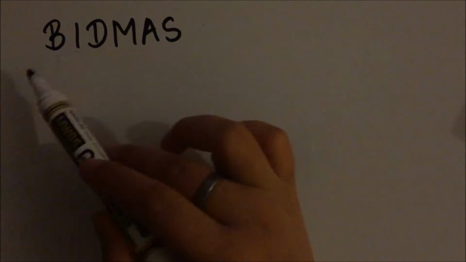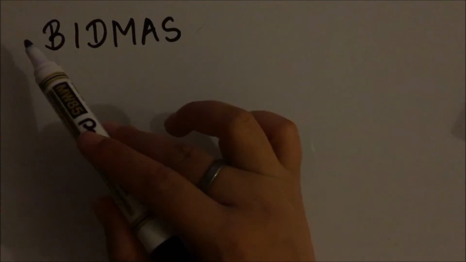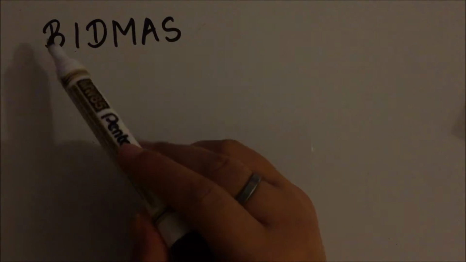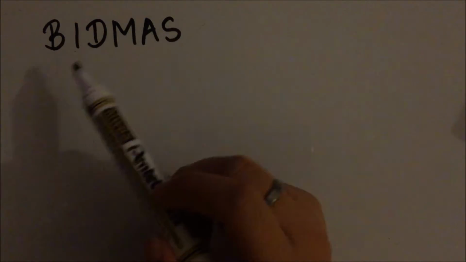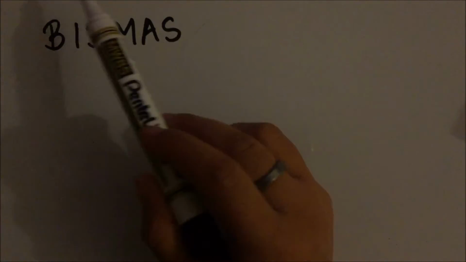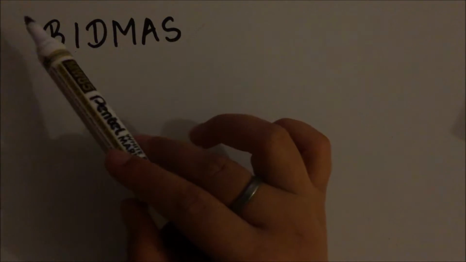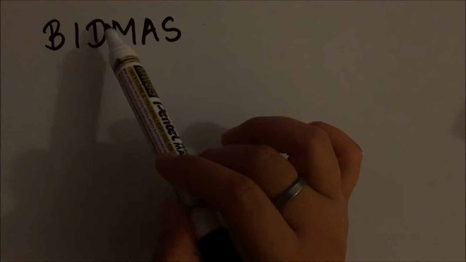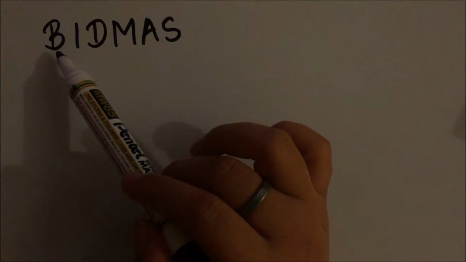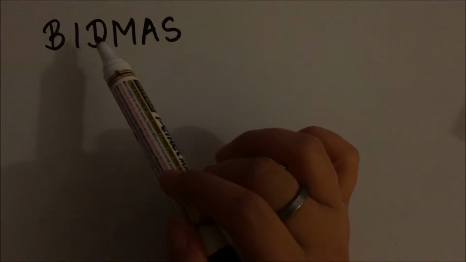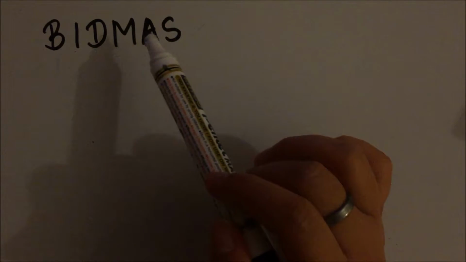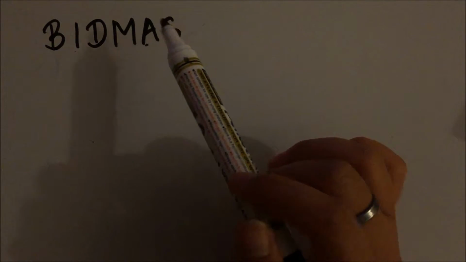Bidmas is not very complicated, it just tells you the order that the operations need to be done. Now operations are the B, the I, the D, M, A, S, the multiplication, division, addition, subtraction, the brackets, indices. So these all are operations, and Bidmas only tells you the order that they need to be done in. So always need to do the brackets first, then indices, then division, then multiplication, then addition, and then subtraction.